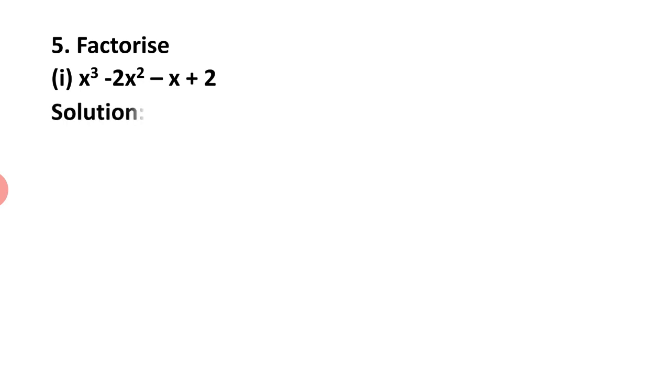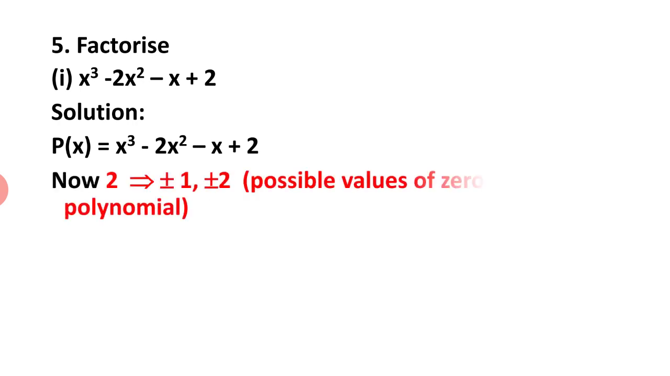So let us go to the question. The question is: factorize, and the first is x cube minus 2x square minus x plus 2. Now here, solution: we first write the given polynomial as p of x, and now we focus on the constant term of 2. What are the possible values? We guess again plus minus 1, plus minus 2, because 2 has only 2 factors. So how many values are possible? 4.